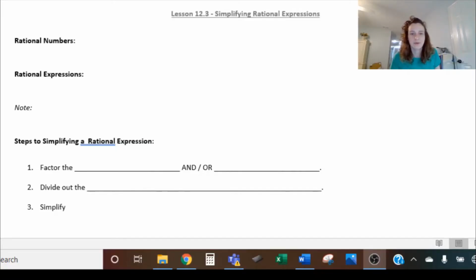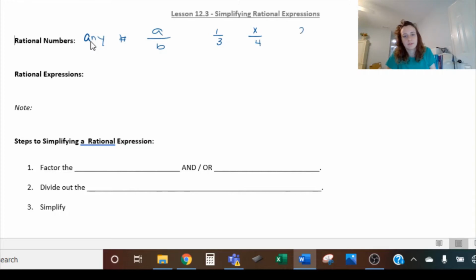Morning Algebra. Today we're going to be simplifying rational expressions. So let's get started. Let's recall that a rational number is just any number that can be written as a fraction. So any number that you can write as a over b, right? So you could have 1/3, or you can have x over 4, or 2x over 3. These are all different types of rational numbers, okay?